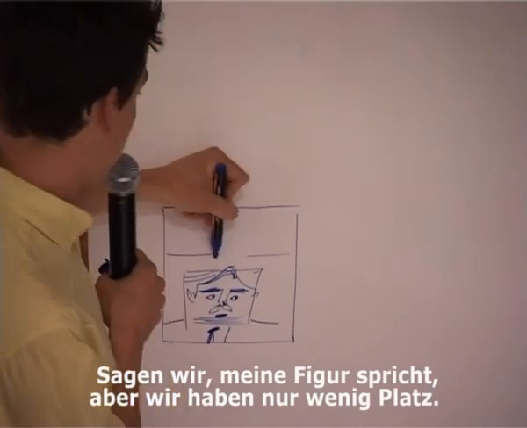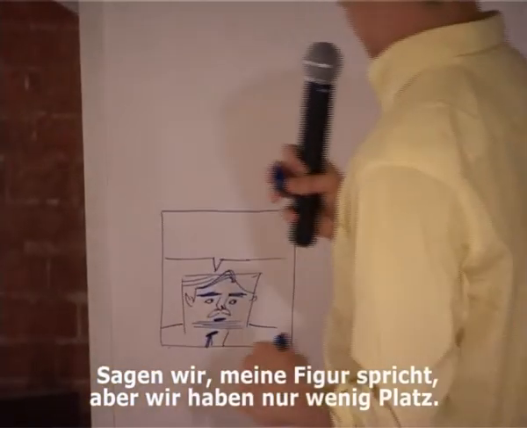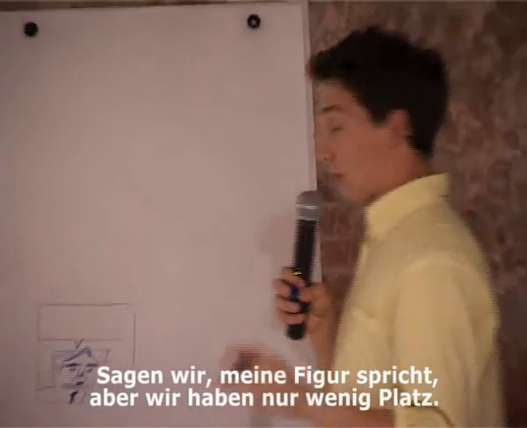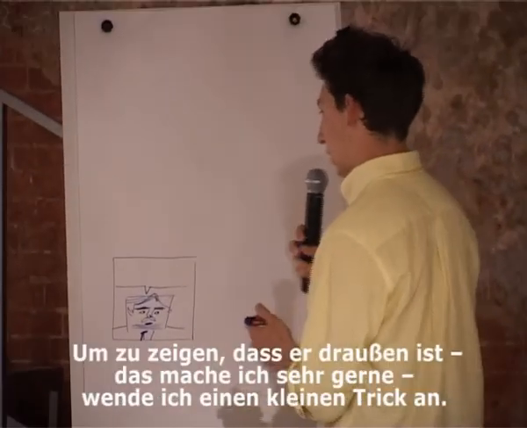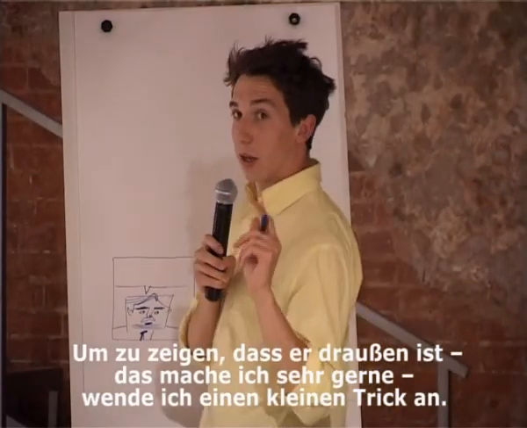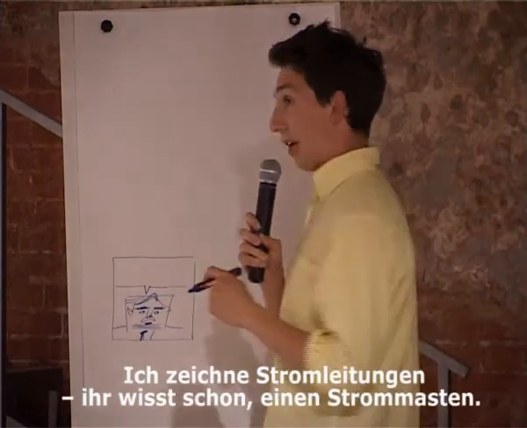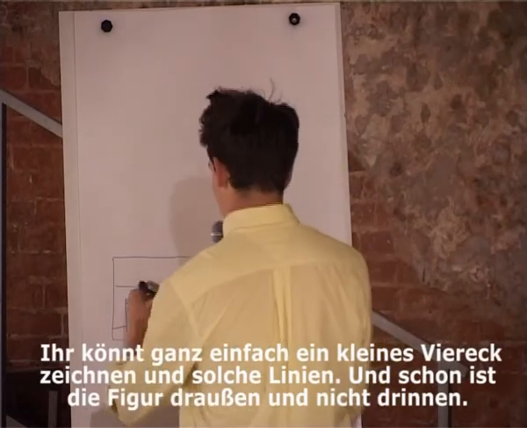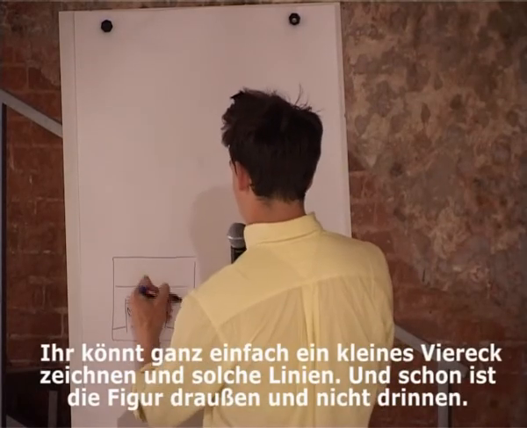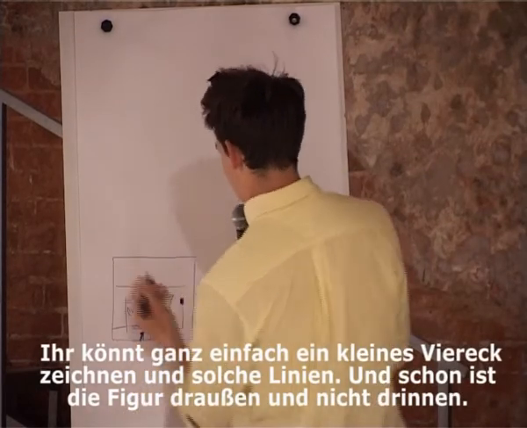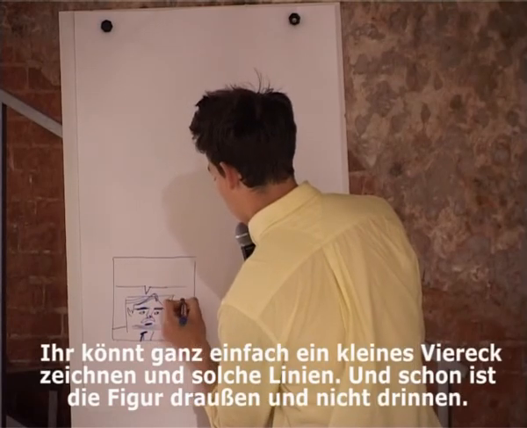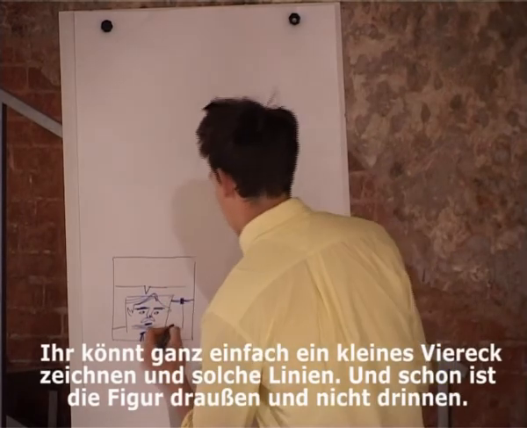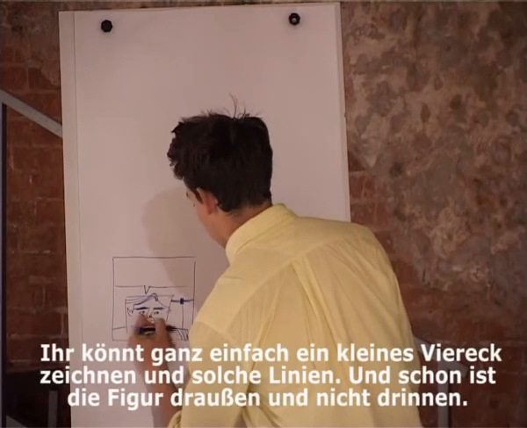So say my character's talking, and there's not a lot of space. I can show things outside. That's the one I quite like doing. It's kind of a little trick. Telegraph wires. You know the telegraph pole? All you need to do is go one little square, and then a line like this, and then he's outside. So you know he's not inside.